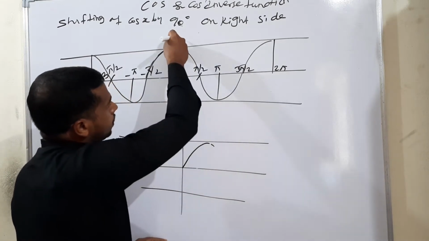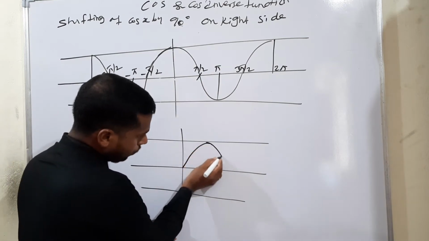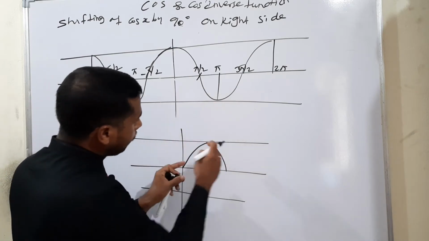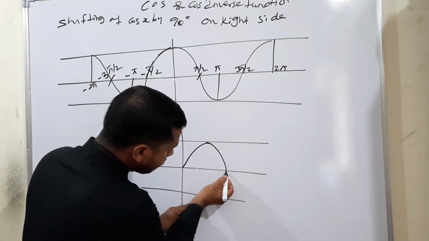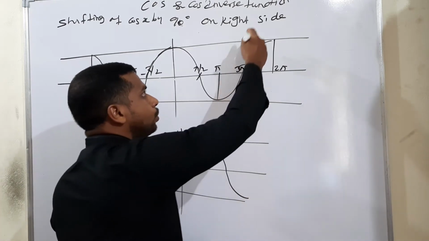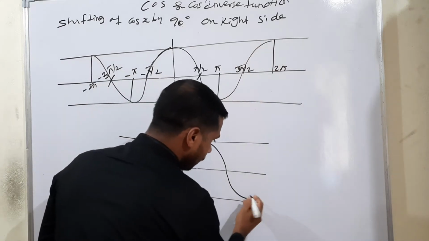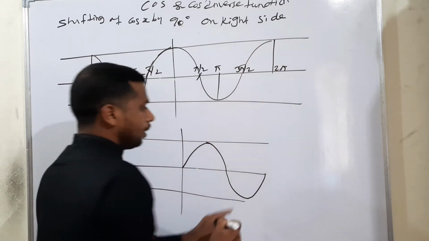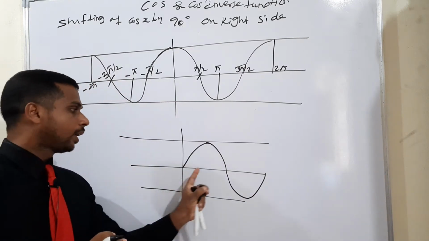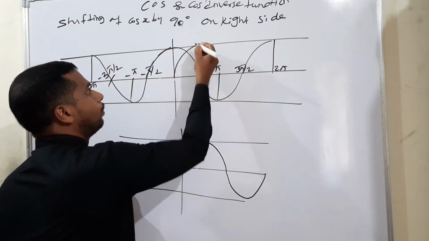Again 0 to pi by 2 will move to pi by 2 to pi. Next, on the opposite side, pi by 2 to pi will move to pi to 3 pi by 2. Again 3 pi by 2 to 2 pi, it stops at 2 pi. This is actually the sin x graph. Look at that, this is sin x.